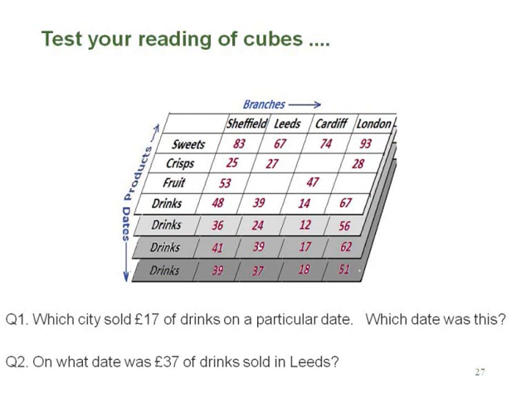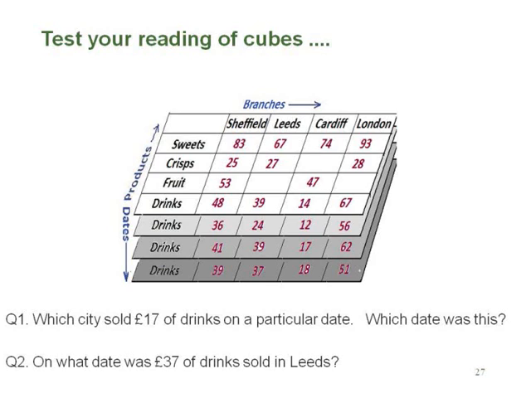So, 2 questions for you. Because it might take you a moment to find the answers, pause the video immediately after hearing the question, don't let the video run on until you've found the answer. Firstly, which city sold £17 of drink on a particular date, and what date was this? The answer to this question was Cardiff.